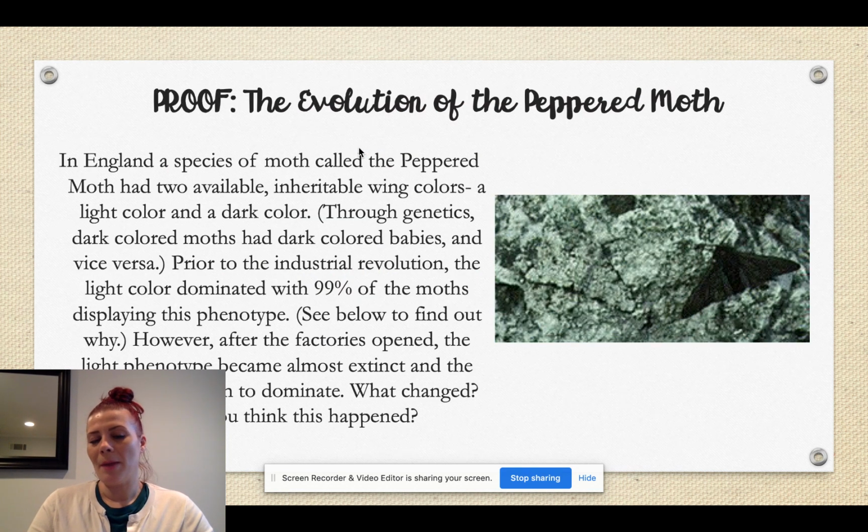Okay, so let's talk about the peppered moth. Some of you might know about this, but you will learn about this next year when you take Mr. Fong's world history class. So let's talk about some proof.